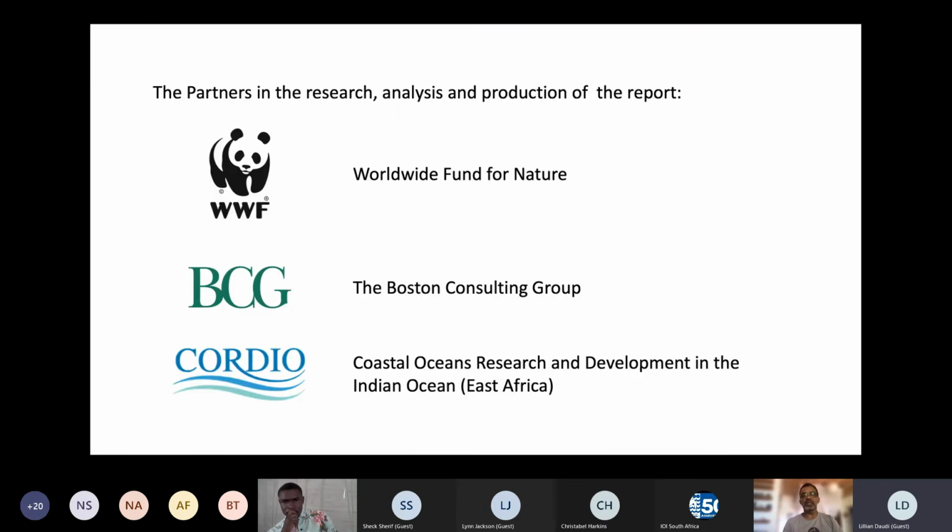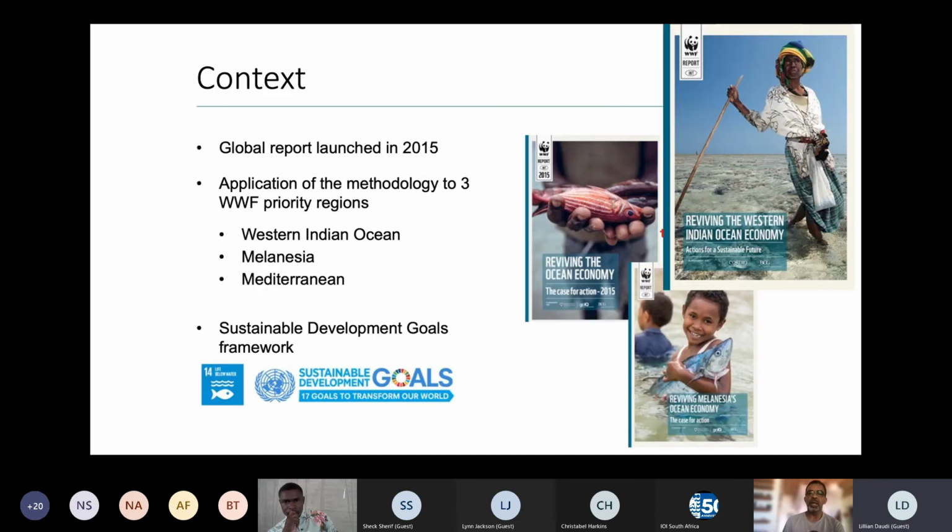Now, this is a study that we did. WWF led this with the Boston Consulting Group to do the analyses, and then as CORDIO, we helped with the local framing. What we did was that there was this approach to valuing the ocean economy that was applied at the global level in 2015. Then we applied it in the Western Indian Ocean in 2017. And this was around the beginning, or 2 years into the Sustainable Development Goals being framed.